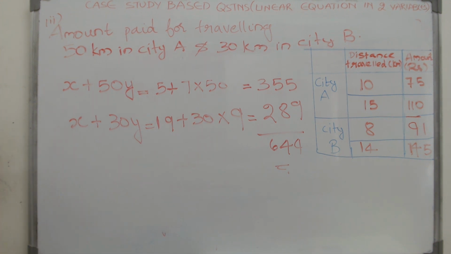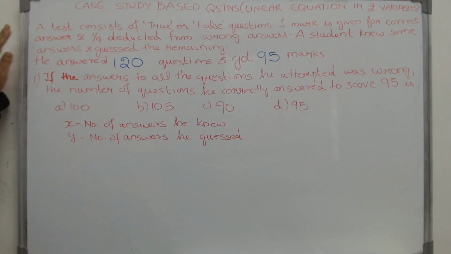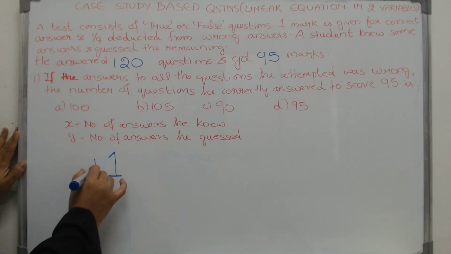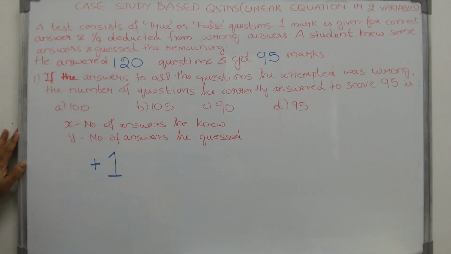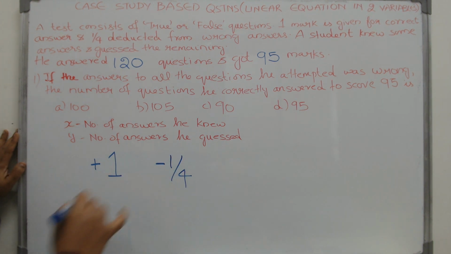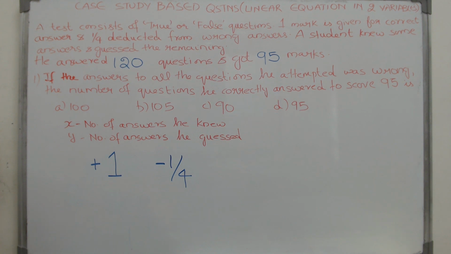Now we move on to the next question. Now what is the case we are dealing with? There is a test going on, and how is the evaluation done? For every correct answer, the student will get 1 mark. But if the answer is wrong, then 1 by 4 will be deducted from the total, or in other words, there is negative marking involved. Now, how does this work out?